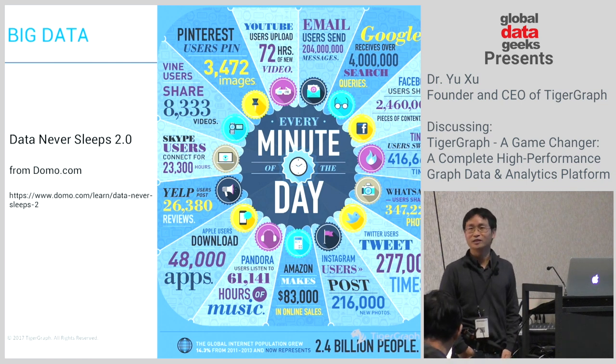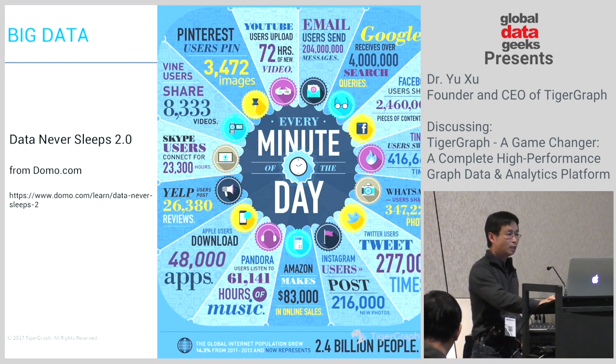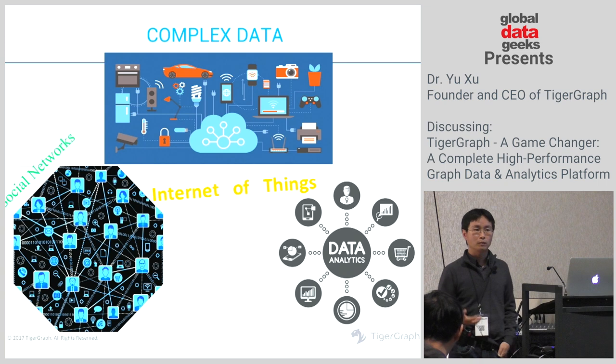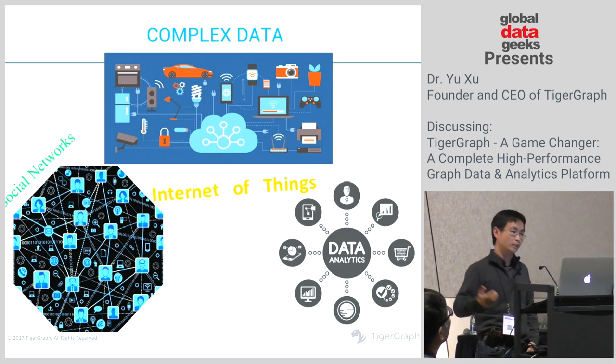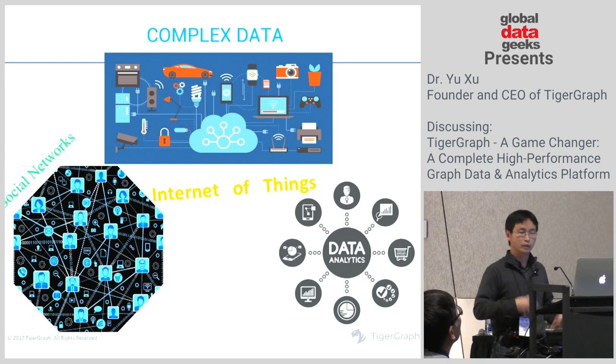I think everybody knows we are in the big data age, there's a lot of data coming in. But it's not just about the big data size, right? It's also more importantly about the complexity of data, how it's connected. You have social network, influence network, power grid network, supply chain logistics network, transaction graph. They're all complex graphs. It's not just about the data size, but more importantly, how data is connected.